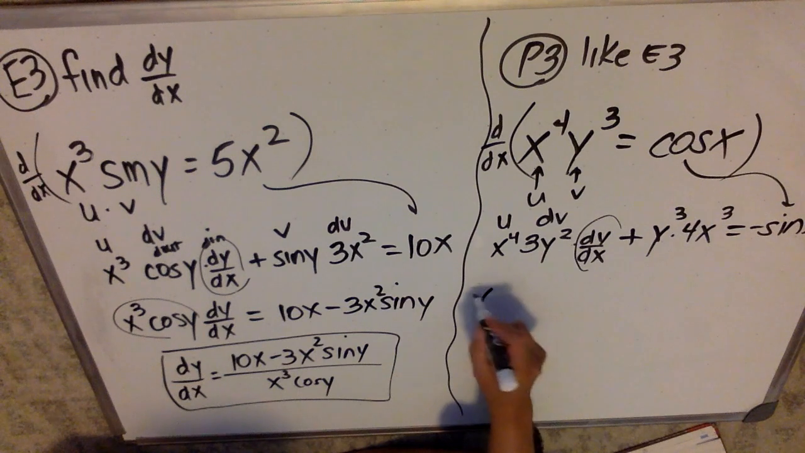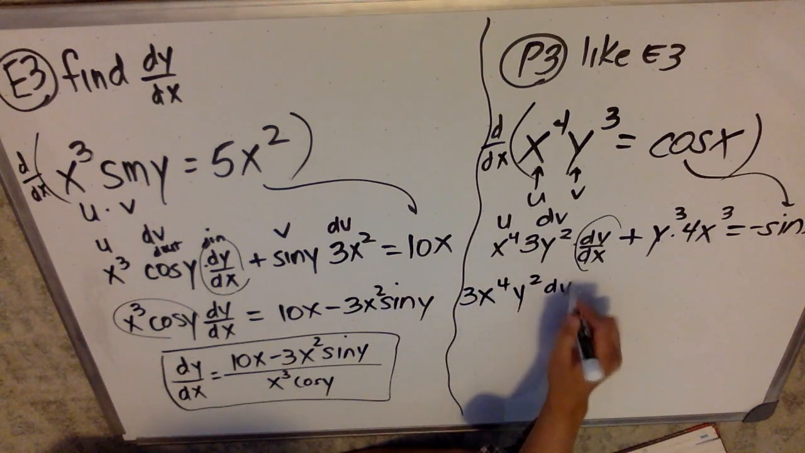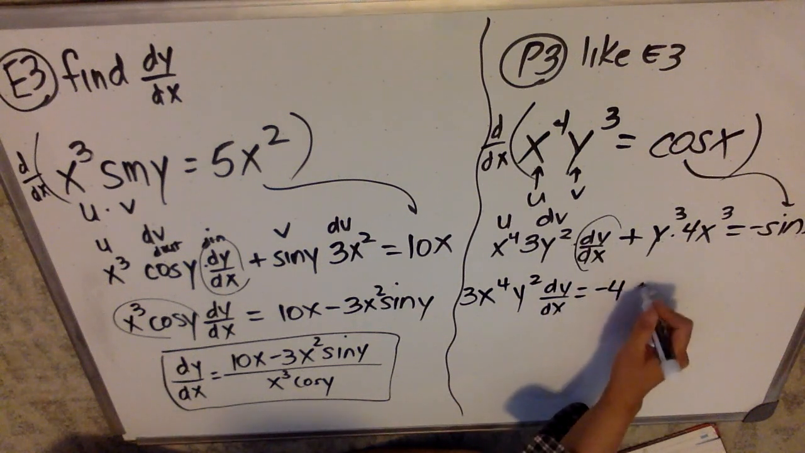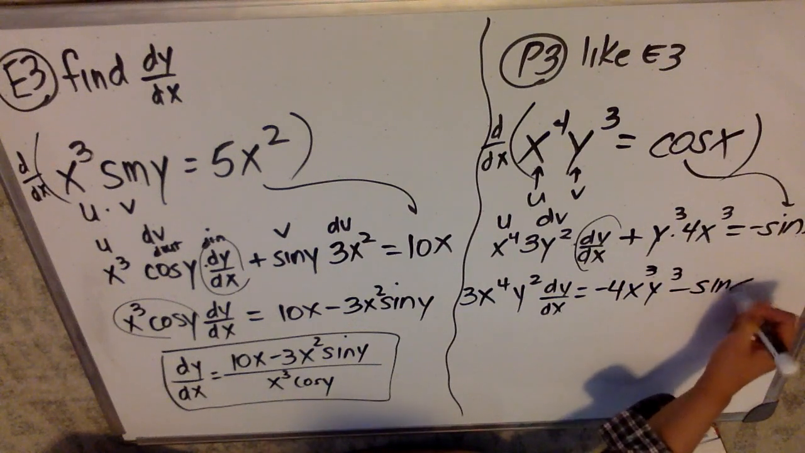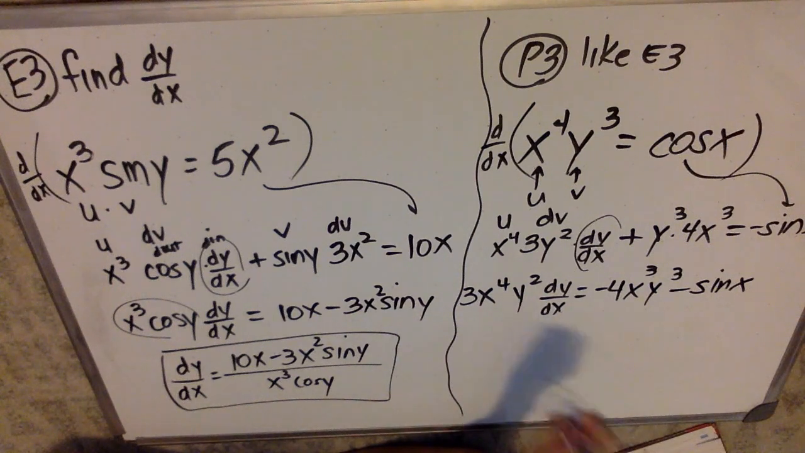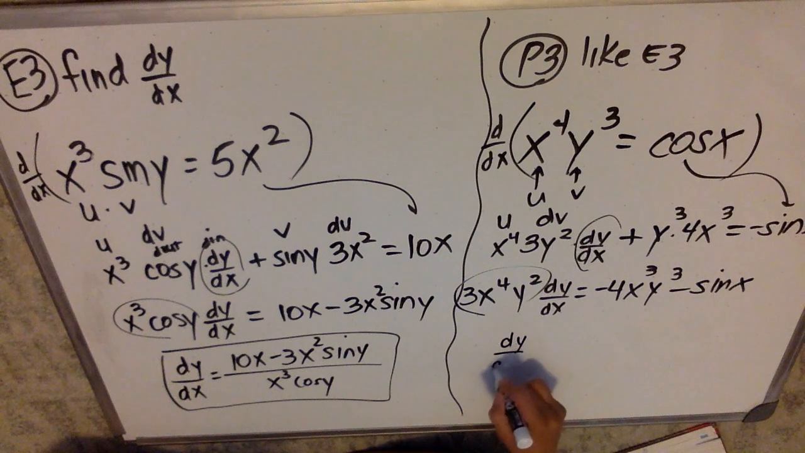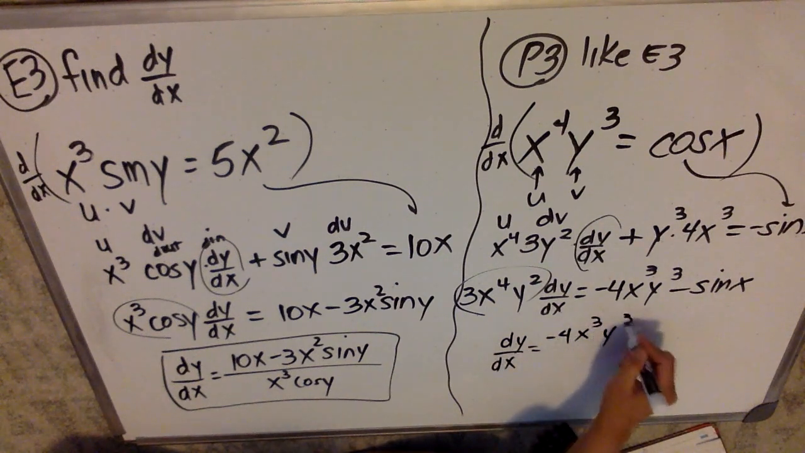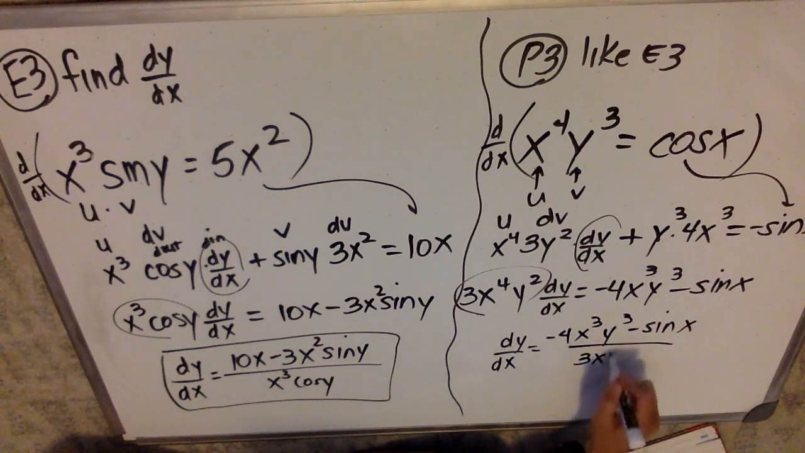So I have this, I'm going to go ahead and clean this thing up here. I have 3x to the fourth y squared dy dx equals, and I'll subtract it and get a negative 4x cubed y cubed. You don't have to put them in that order, but it's kind of typical to put it in alphabetical order. The x usually comes before the y. Doesn't matter. It's not wrong if you don't. And then I'm going to divide this whole thing over to solve for dy dx. So dy dx equals negative 4x cubed y cubed minus sine of x all over 3x to the fourth y squared.